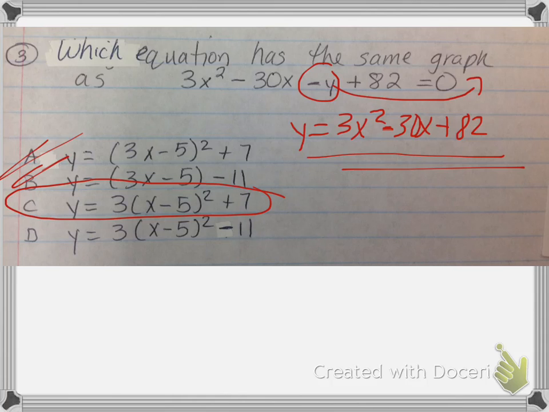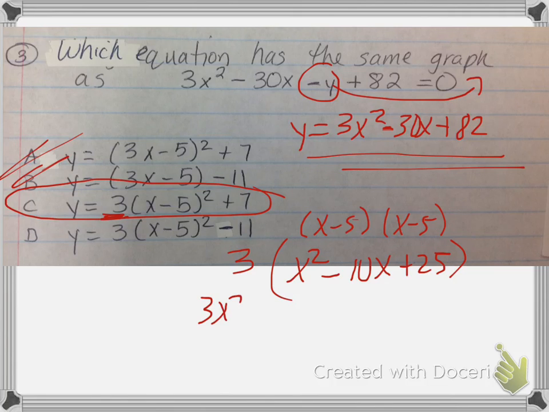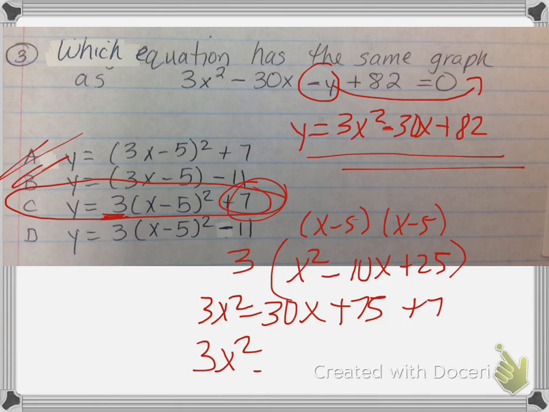If you didn't have a calculator, the way you would have to do this, but it's a lot of work, is first I would do FOIL with x minus 5. When you do that, you get x squared minus 10x plus 25. But what's in front of the parentheses over here? A 3. So we have 3x squared minus 30x plus 75. But don't forget, who do you have at the very end? The plus 7. So this becomes 3x squared minus 30x plus 82.